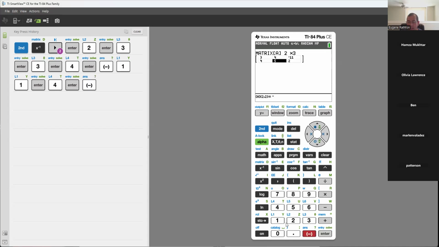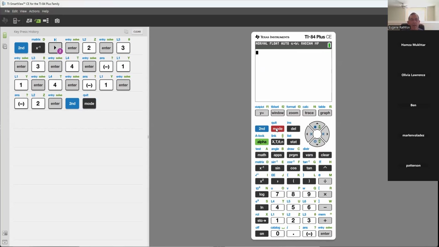-y would be a -1 enter. And then we had a -2 and enter. So hit enter after every one of your numbers is put in. So now we've got everything put into the matrix. We hit the blue second button and then the mode button to quit, because now that's in the calculator. So now we want it to solve that matrix we just put in.